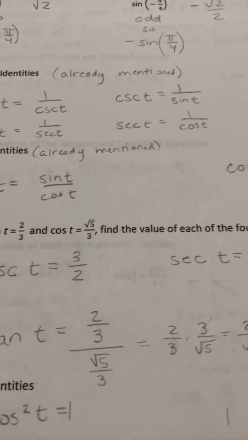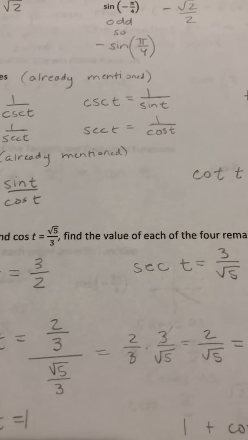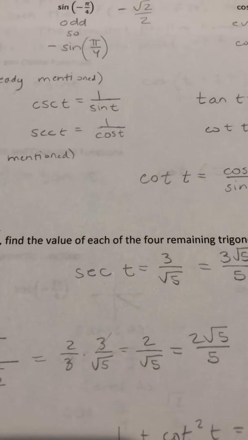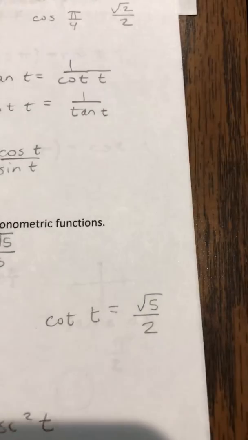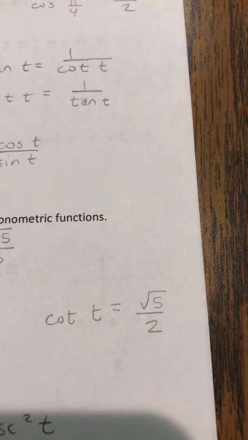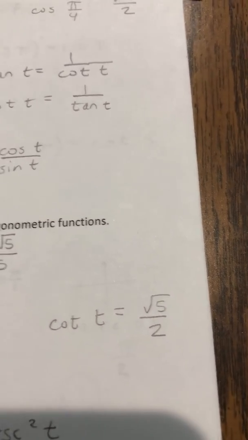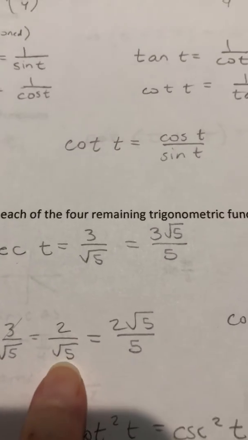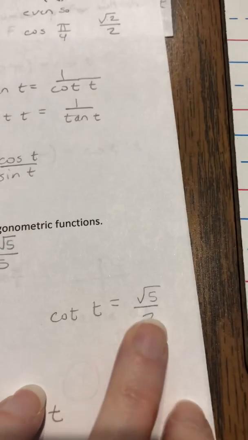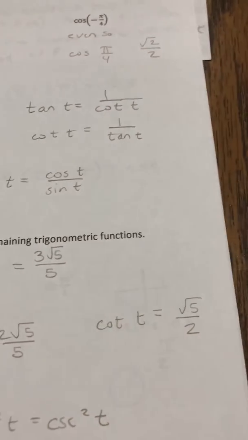The tangent is going to be the sine divided by the cosine. So when you divide fractions, you flip and multiply, then you rationalize your denominator by multiplying by radical 5 over 5. And then the cotangent is just the reciprocal of the tangent. So go back to the step before you rationalize the denominator and flip that. And then you'll get this, and that's the reciprocal of the tangent.